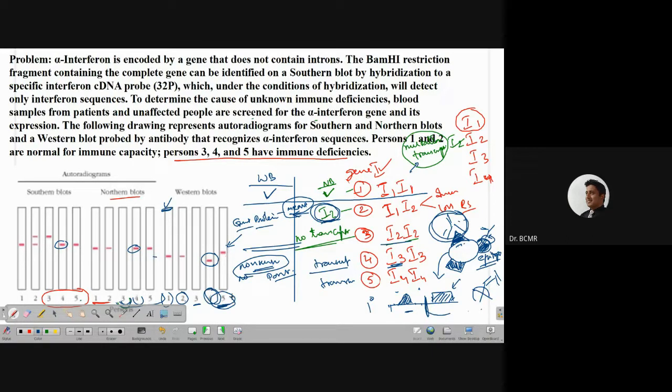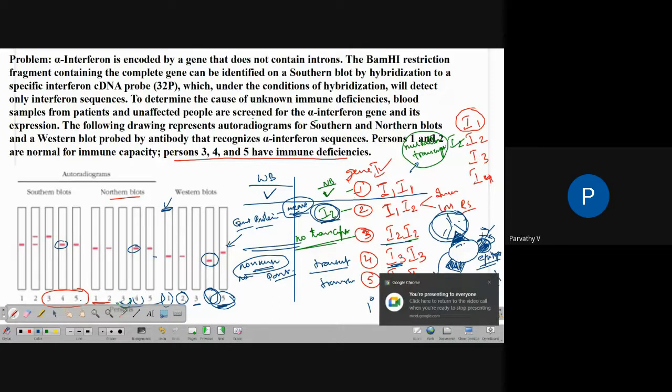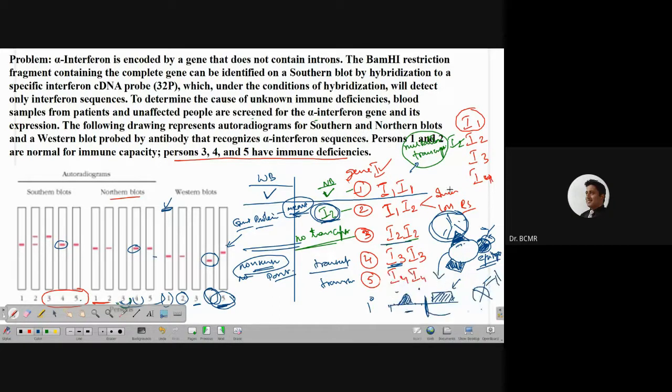What about person 5? Please hurry up. I think we are losing time. The molecular weight is slightly higher when compared to the first one, the wild type protein. Why is it higher? It is higher. That is very clear.